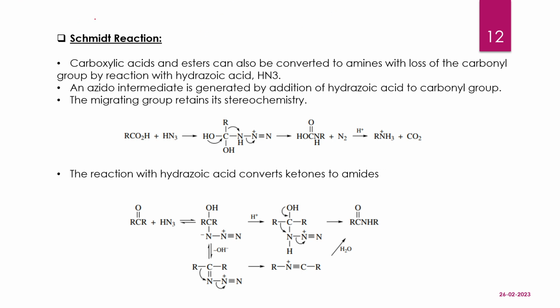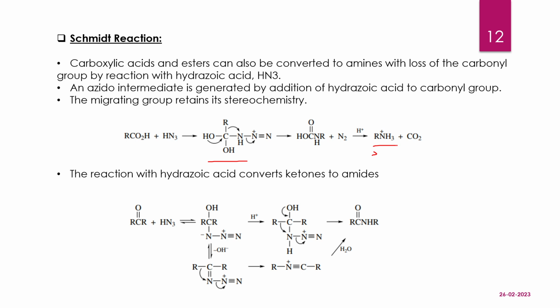An azido intermediate is generated by the addition of hydrazoic acid to the carbonyl group, and this is called the azido intermediate. When the migrating group migrates, the stereochemistry is retained, similar to the Curtius and Hofmann, and after removal of carbon dioxide, we'll get this type of amine.